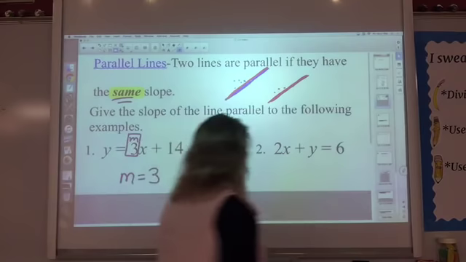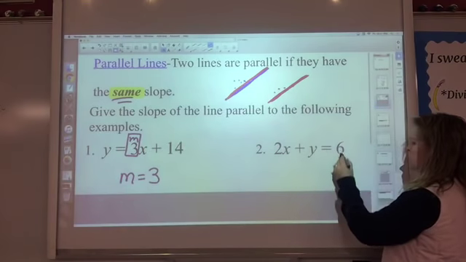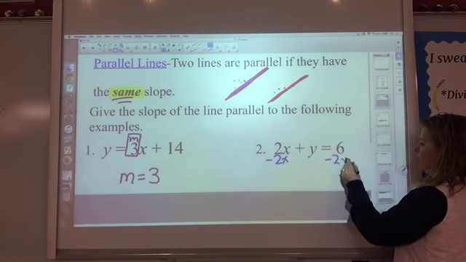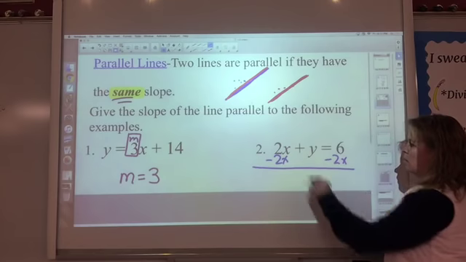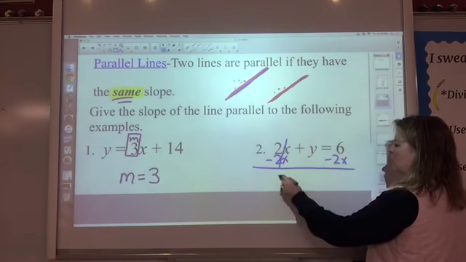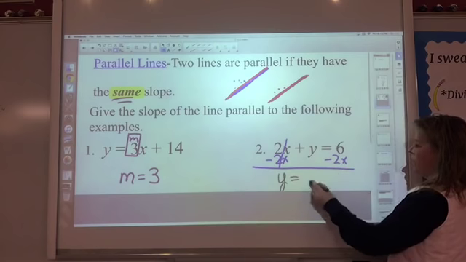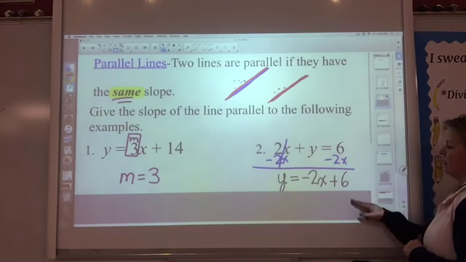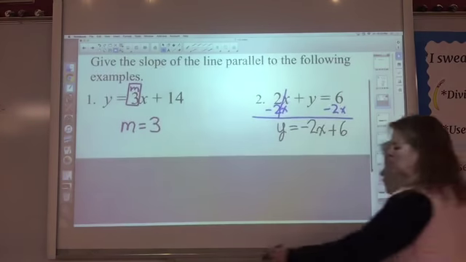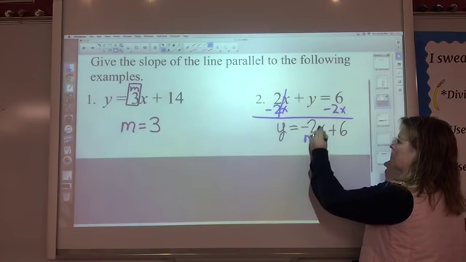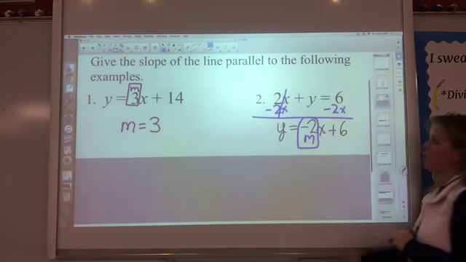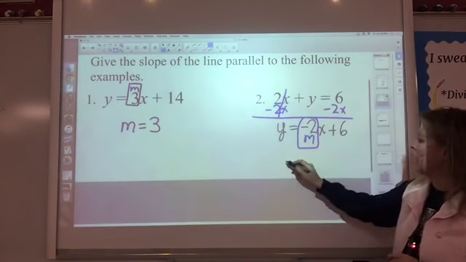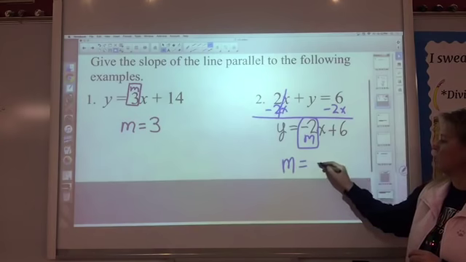But now, we don't have the slope yet because it's not y equals mx plus b. You first have to do what we did in the warm-up and subtract 2x from both sides. When subtracting 2x from both sides, you're left with y equals negative 2x plus 6. Now we know our slope, and our slope became negative 2. Well, if the slope of this line is negative 2, the slope of a parallel line is also negative 2.